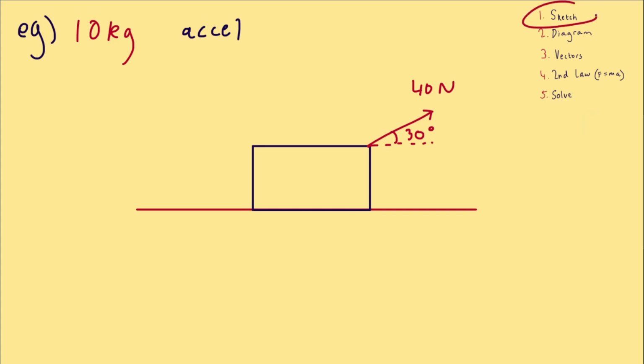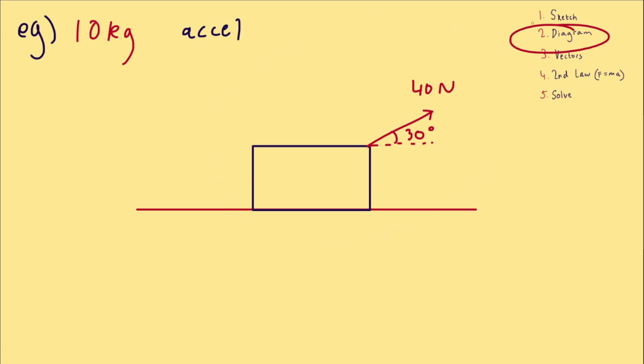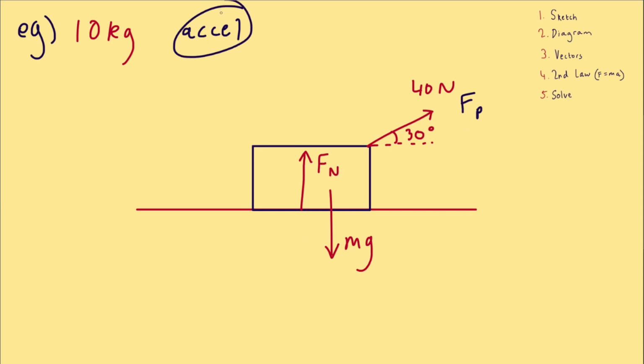Step 1 is to sketch things, which we've done. We understand the problem and what's going on. Step 2 is to draw a free body diagram. It's very simple. Let me walk you through it. Let's think about all the forces acting on this book. Of course we've got this 40 newtons, which we're going to label FP, P for pull. There's also the force of gravity acting on this book. And because there's gravity, there's also the normal force, just going this way. There's our forces. Now how do we find the acceleration?